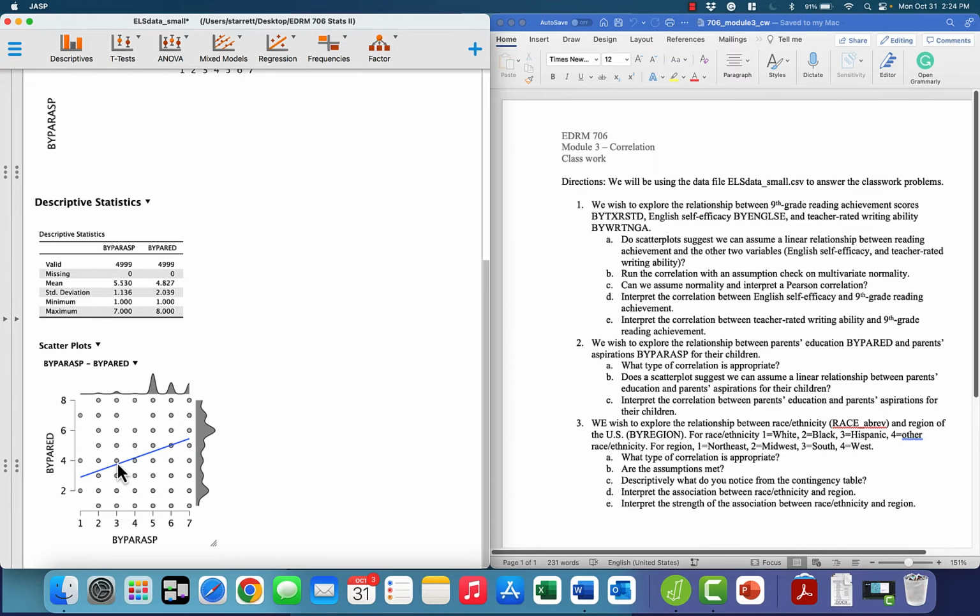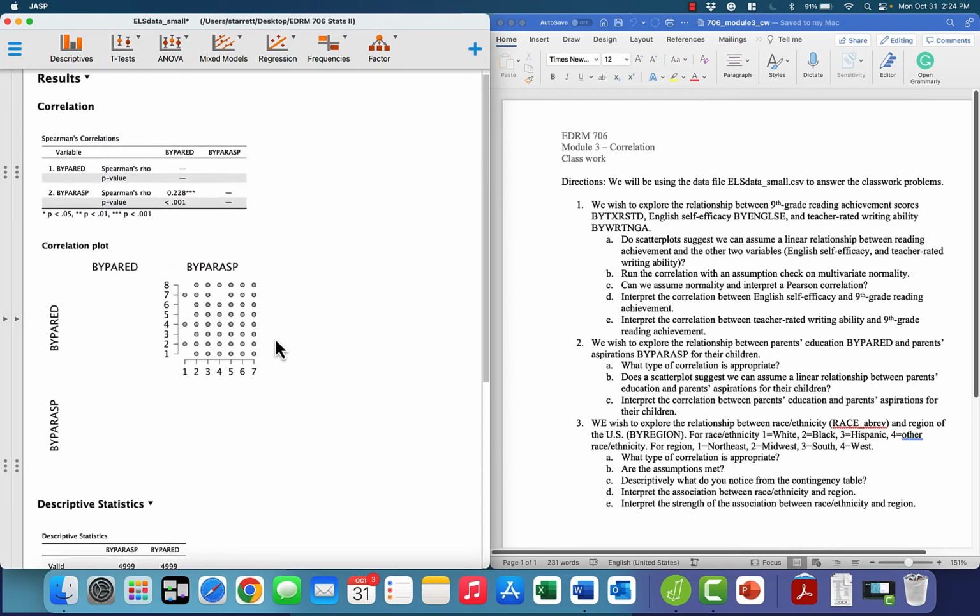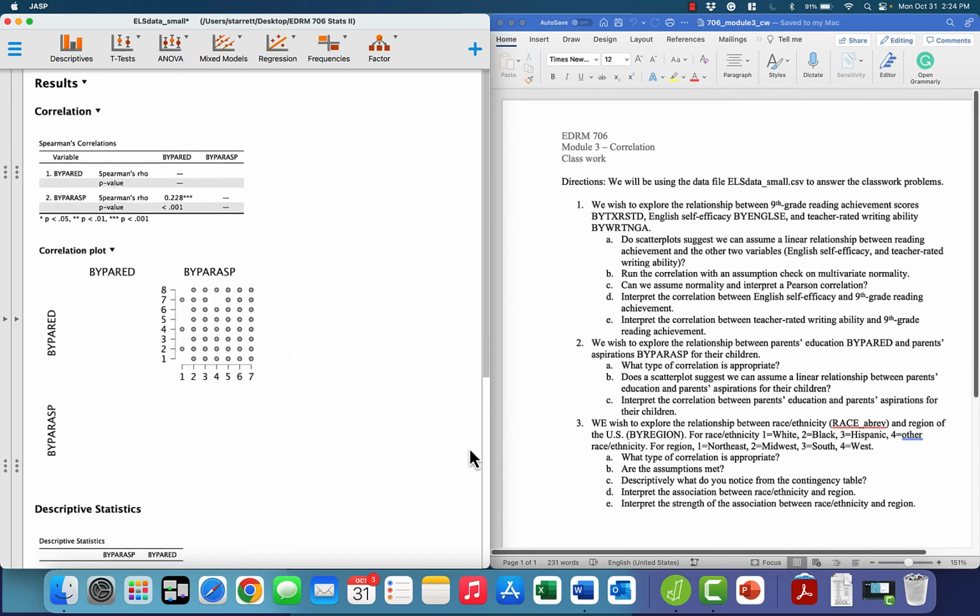And again, we don't care so much about linearity, but it is telling us that we do likely have monotonicity, or a steadily increasing function here. All right, so let's go back now to the correlation.